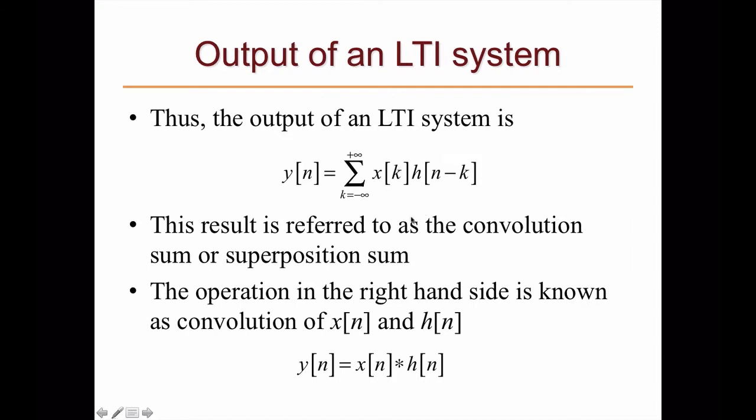The operation on the right-hand side can be written in a shorter and easier-to-express form. We usually use the star sign in this course to denote convolution. Please note that this is different from programming, where the star sign denotes multiplication. In this case, star denotes the convolution process, and we will talk more about it in the next lecture.